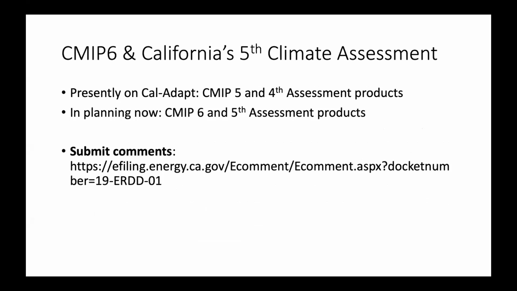Going to give a quick plug. Planning is underway for the next generation of information that will be available to people who are working in the climate realm in California. Presently on CalAdapt, we have CMIP 5 data, and it supports the 4th climate assessment for California. In planning now is how to use and bring on CMIP 6 and the 5th assessment products. If you have an interest in this, or your organization has a strong perspective of what sort of information should be made available, you can submit comments to the California Energy Commission through this link, and let them know what your needs are for climate data in the future.